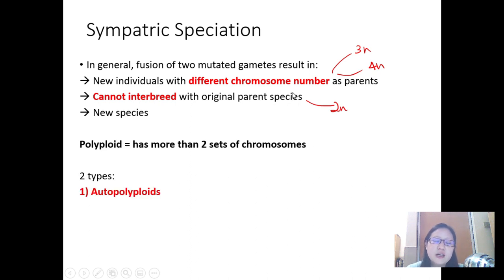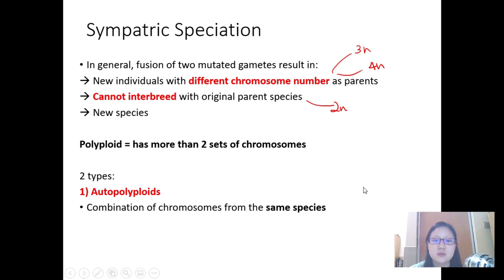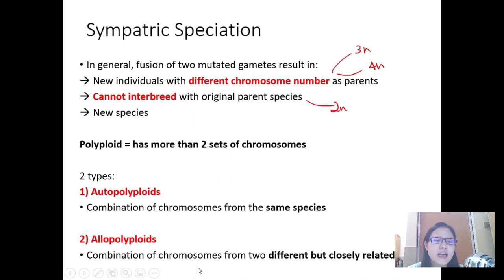So we're going to learn two examples of polyploid plants here. Yes, we're not done yet. These are specific examples of real-life things. Number one is autopolyploids, a combination of chromosomes from the same species. What happens when two parents of the same species breed and result in a plant that is a polyploid? Or it could be combinations of chromosomes from two different but closely related species. So two different plants that are very closely related can interbreed and produce a new species as well. Okay, so that's incredibly fascinating, isn't it?